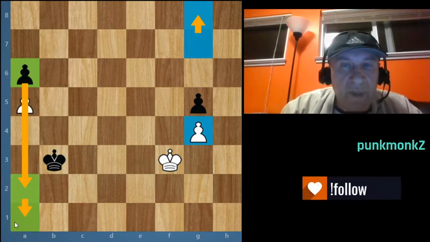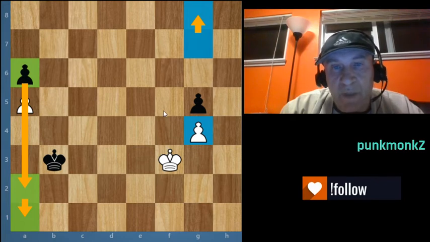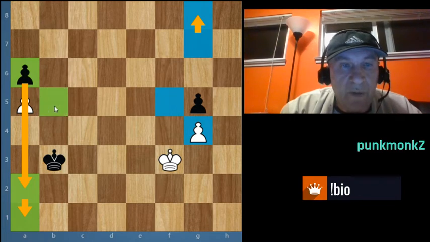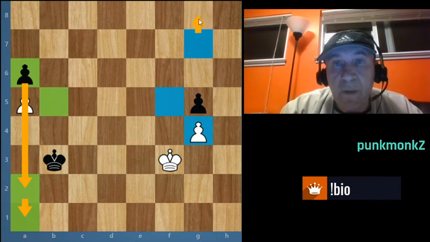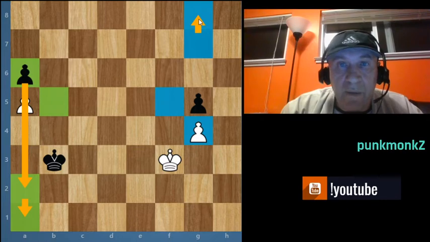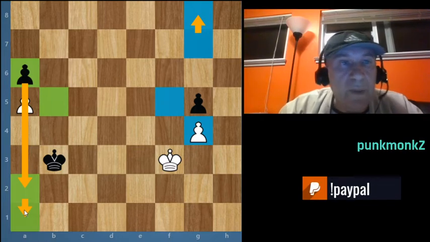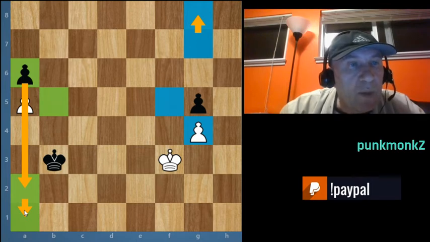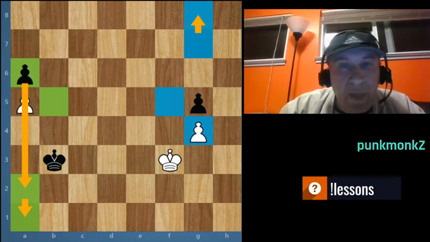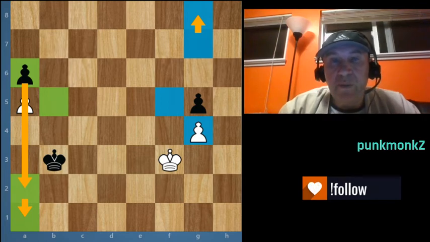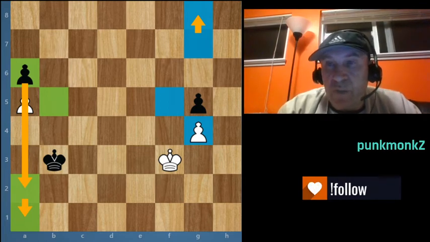Okay, now where would the kings be? The king will be on this square, and the other king will be on that square. So I make a queen, and he makes a queen. It's a draw, right? Okay, so yeah, you see how we did this? Okay, there was no calculation involved.